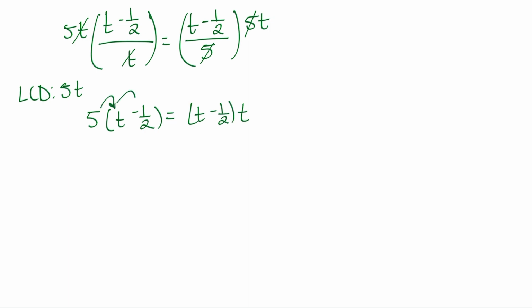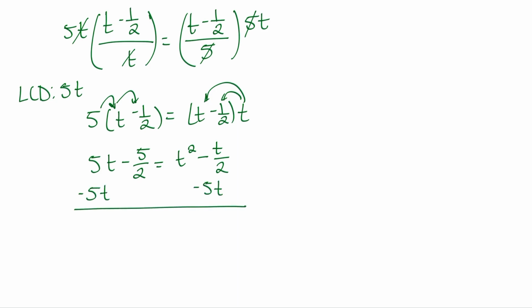So I'm going to distribute this 5 over here. So I have 5t minus 5 over 2 equals, and then here the t distributes. So I have t squared minus t over 2. So once again, I have a quadratic, right? Even though my terms are all on opposite sides, I have a quadratic. So I'm just going to set everything equal to 0. I'm going to start off by subtracting 5t from both sides. So when I do that, I get negative 5 over 2 equals t squared.